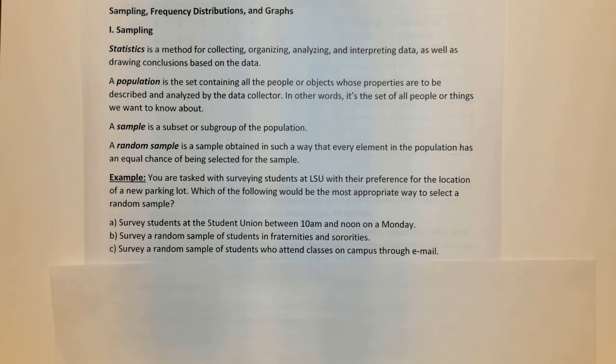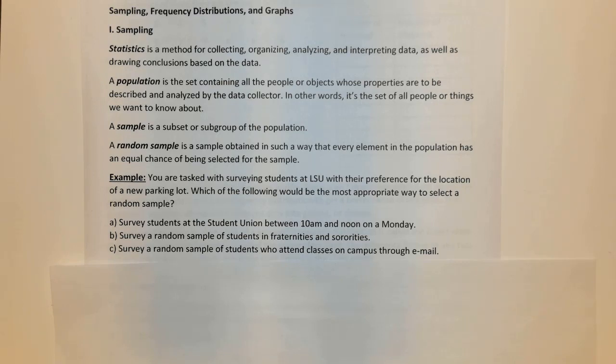Let's start with the ones that are wrong. I think the most obvious wrong answer is B, because if we only ask the fraternities and sororities, obviously they'll choose something that's closer to their housing. Then usually it comes down to A or C. Sometimes students will guess that it is A, but it is not.